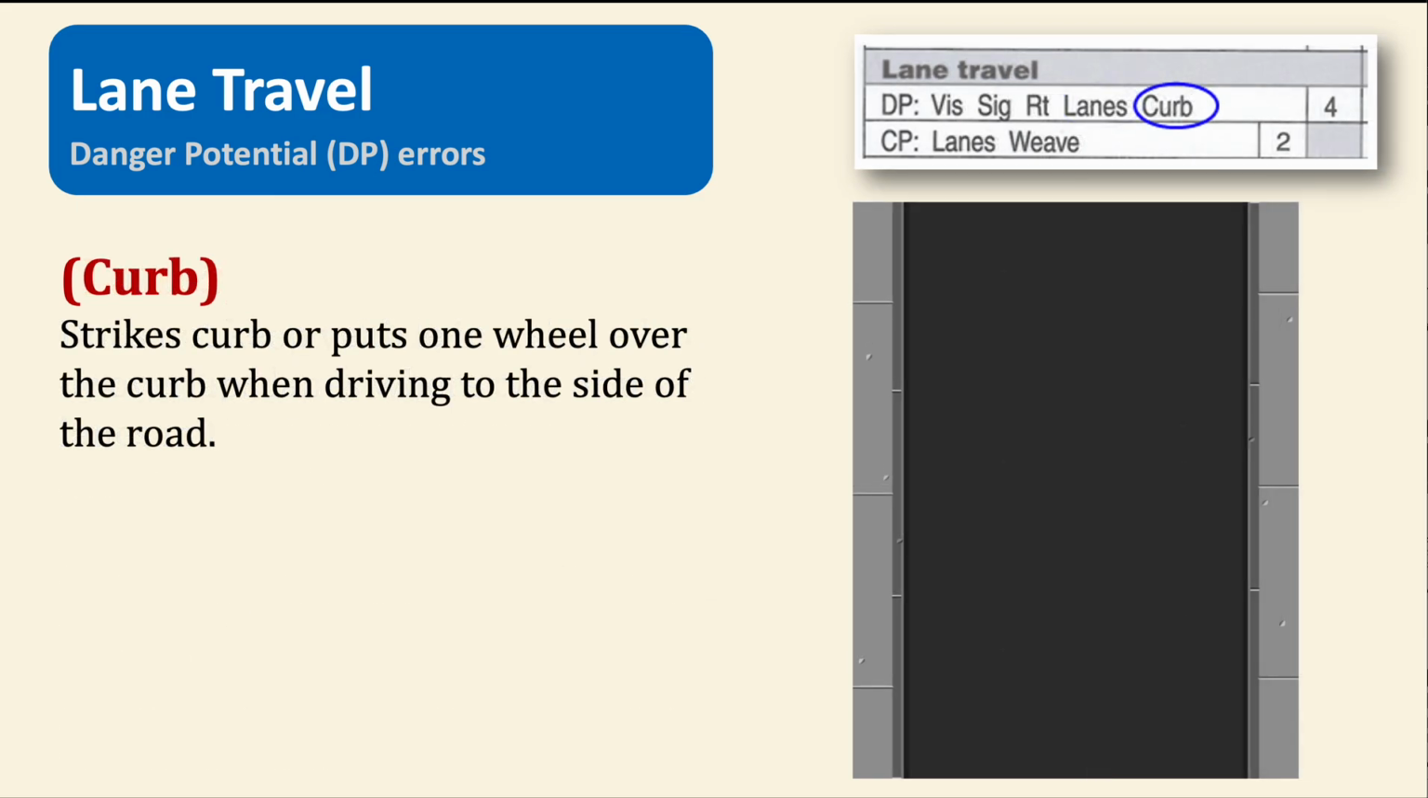The curb penalty on lane travel is anytime an applicant strikes the curb or goes one wheel over the curb when driving to the side of the road. Remember, when they're driving to the side of the road and they hit the curb, on any maneuver, this is where that's scored. So if you tell the applicant, drive to the side of the road and stop, and they drive to the right and hit the curb, you score it here.